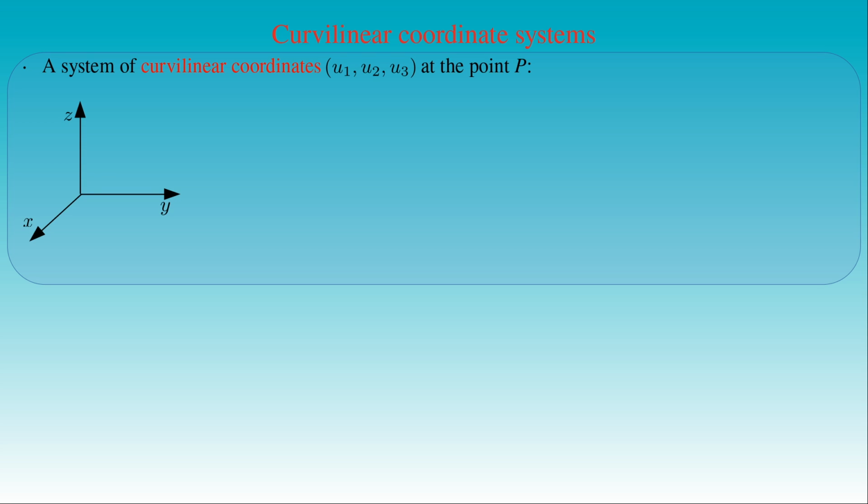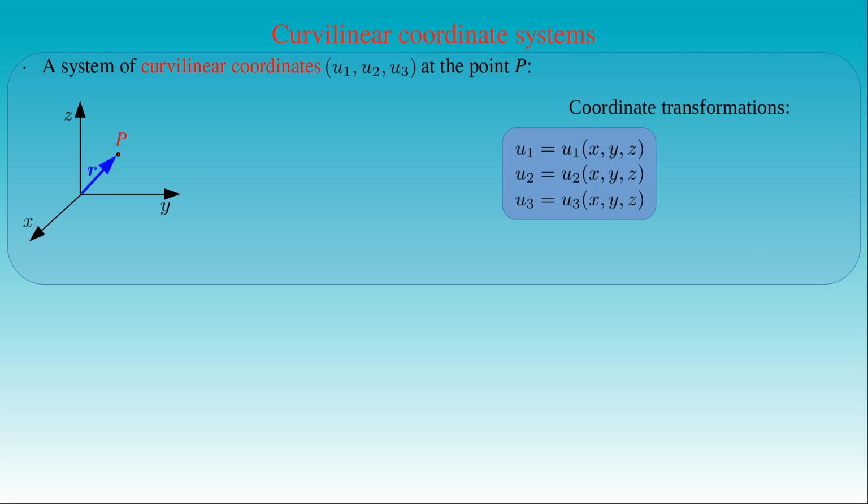For the point P described with the rectilinear coordinates, we can specify the coordinate transformations for the curvilinear coordinates u1, u2, and u3 as functions of x, y and z. We also have the inverse coordinate transformations for the Cartesian coordinates as functions of the curvilinear ones. That is, we have two equivalent descriptions of the position of P in the coordinate space.